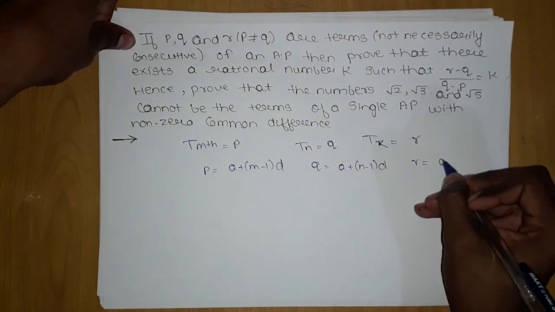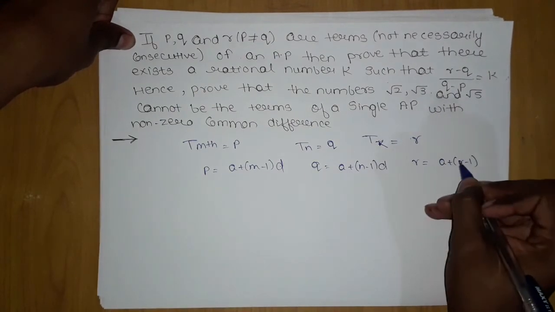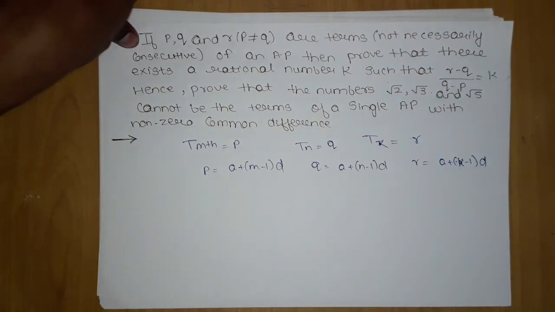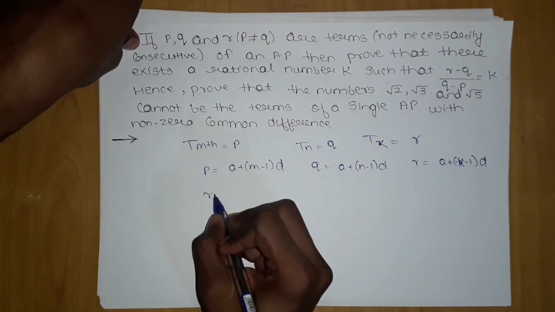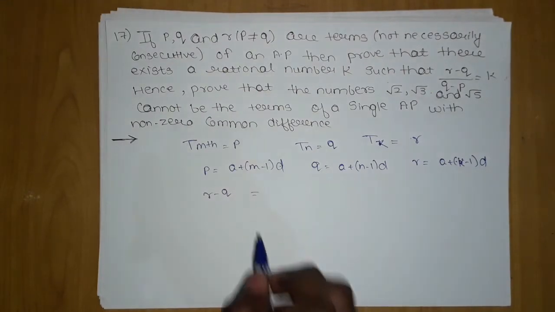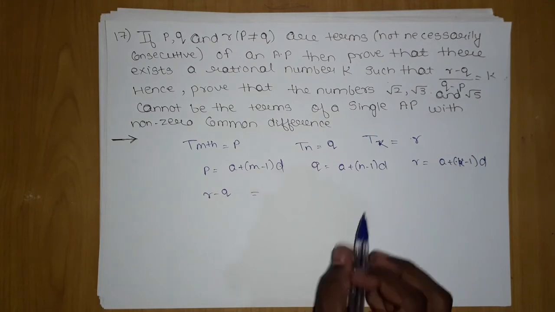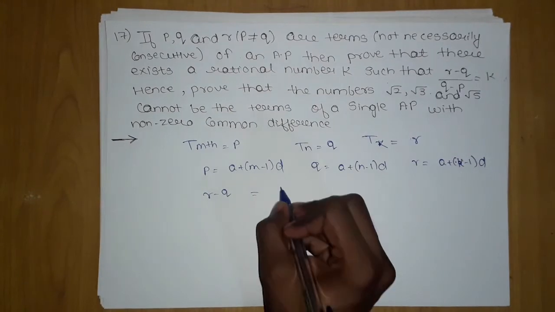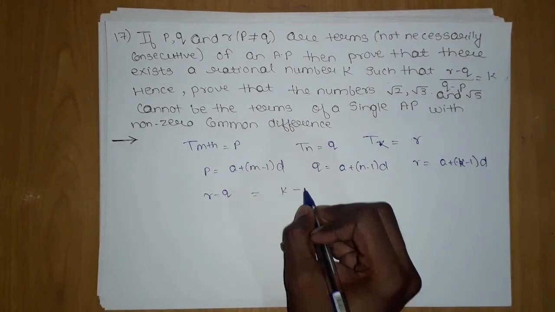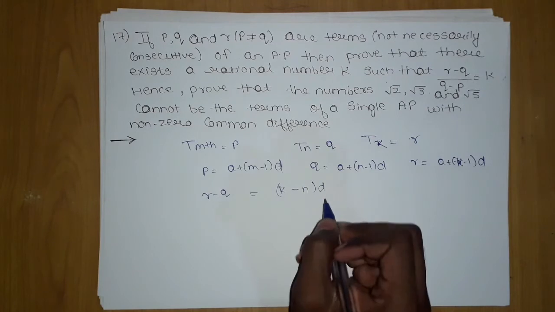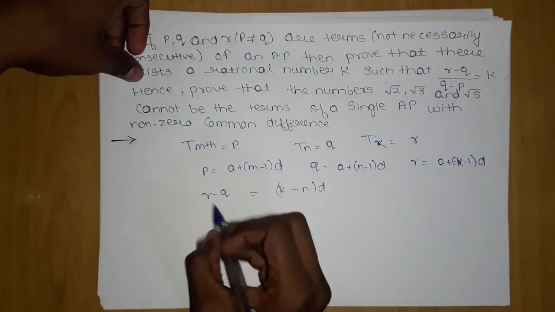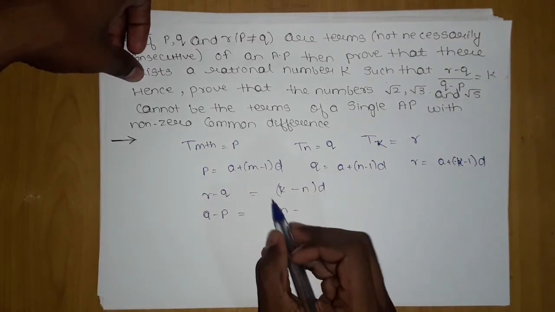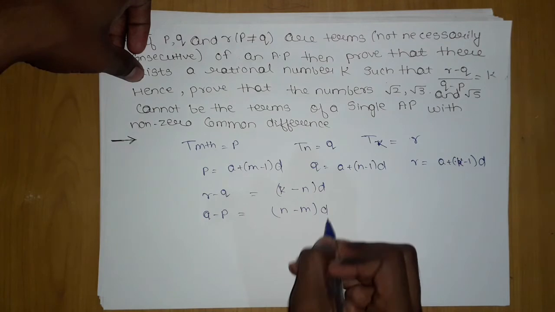Here we have a plus (k minus 1) into d, sorry, k minus 1 into d. Okay, so we got this. Now r minus q: the a will cancel out, this d will cancel out, which will give me r minus q equals (k minus n) into d. Similarly, q minus p will give me (n minus m) into d.